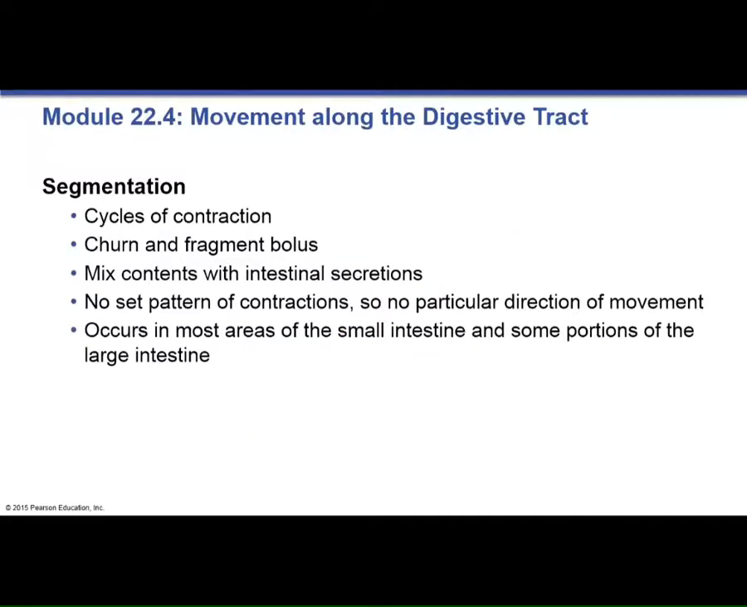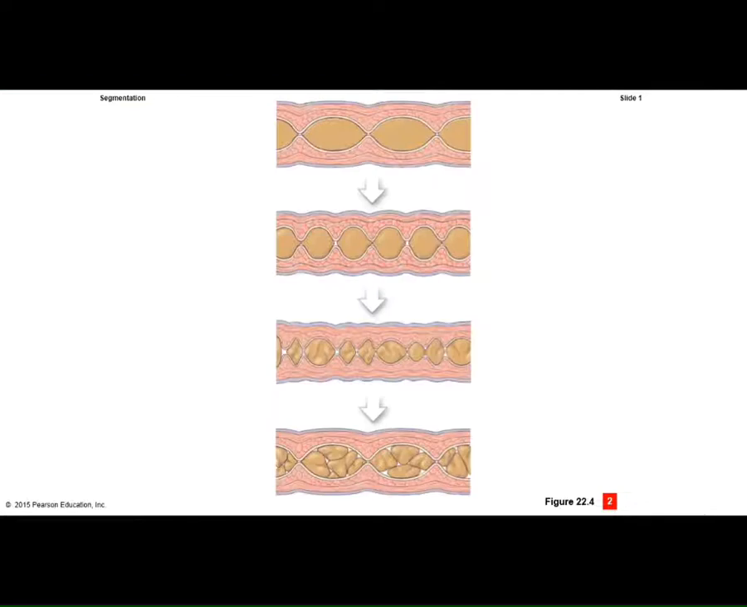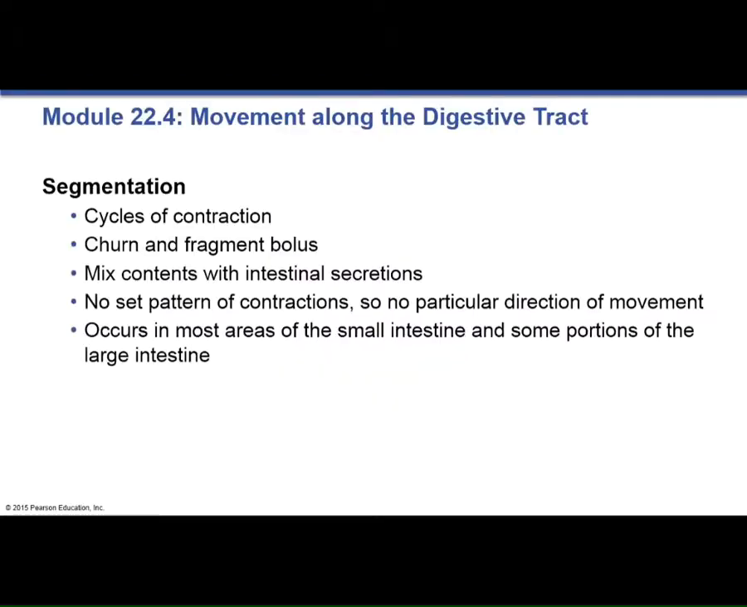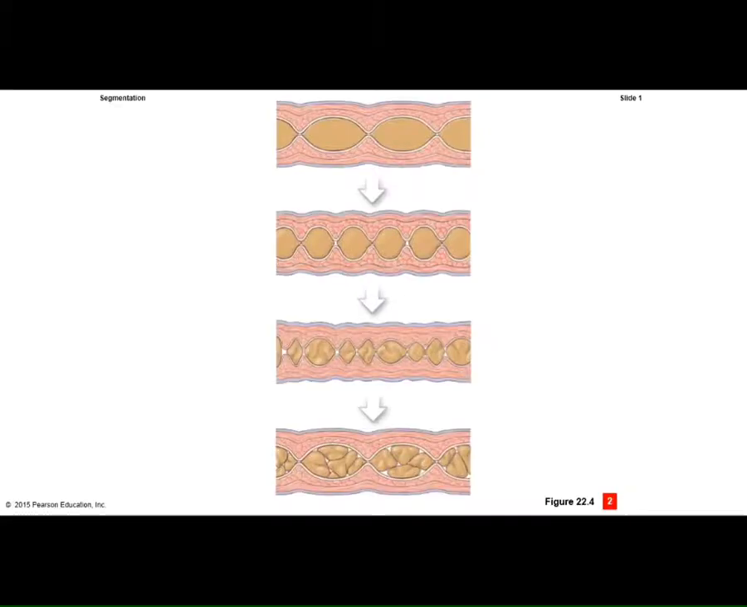There's also segmentation. Segmentation is a different type of churning of the digestive system. And this is going to allow fragments of the bolus, chunks of that ball of food, to be mixed with the intestinal secretions. So basically what happens, in no particular set pattern, is that small areas of the intestine will sort of portion themselves off, and that will allow the segmentation.